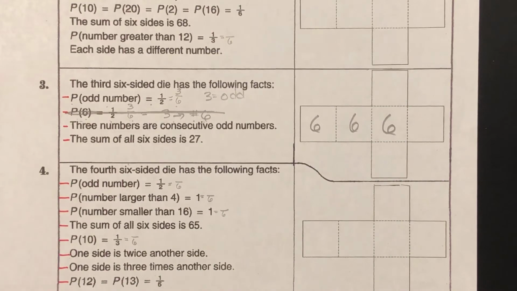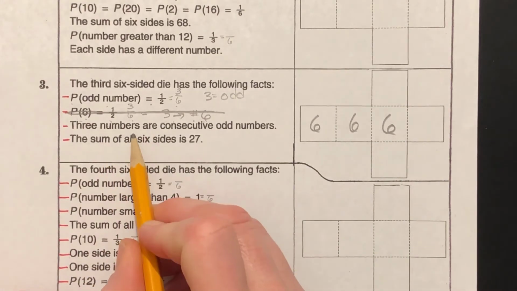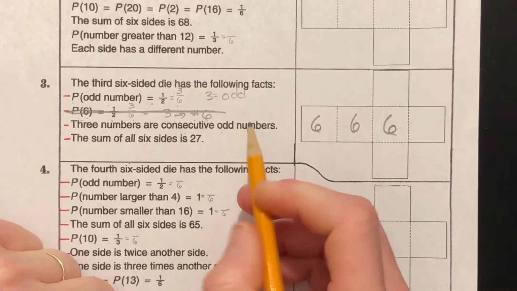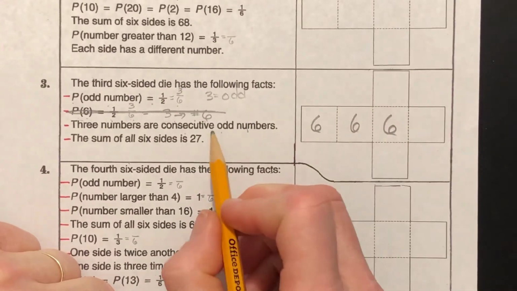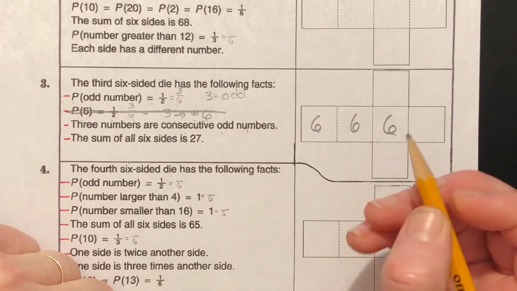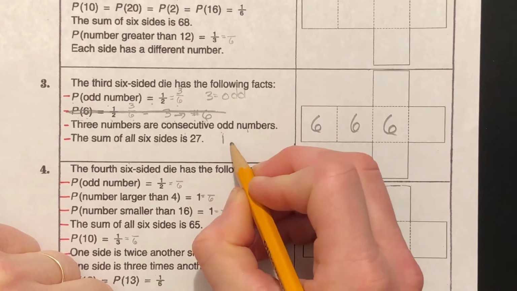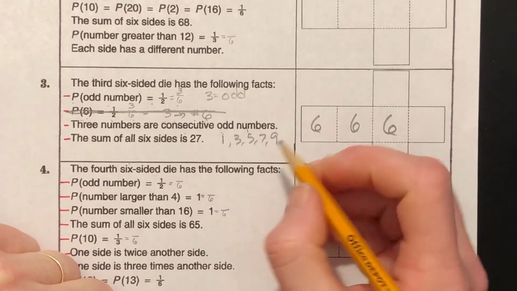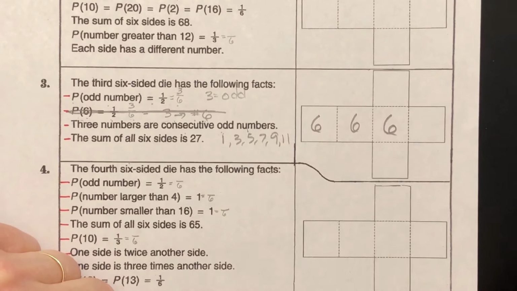The next clue is that 3 numbers are consecutive odd numbers. Consecutive means they're in a row and they're odd. So I'm just going to put some consecutive odd numbers. 1, 3, 5, 7, 9, 11. I could keep going.